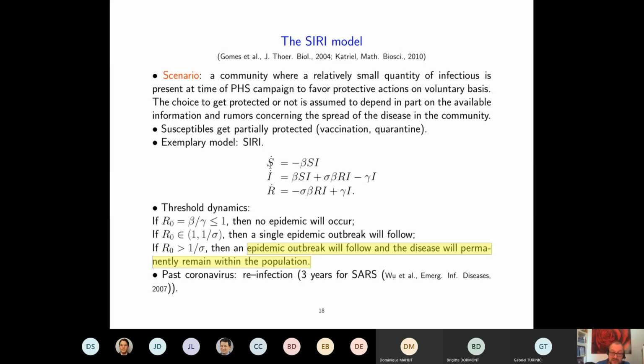However, here the replacement is due to the reinfection. Reinfection is a phenomenon which has been observed in past coronavirus. For example, for SARS, it was estimated to be 3 years. We know that the epidemic of SARS lasted 10 months, more or less. So we had no effect of reinfection, but nobody knows about COVID.